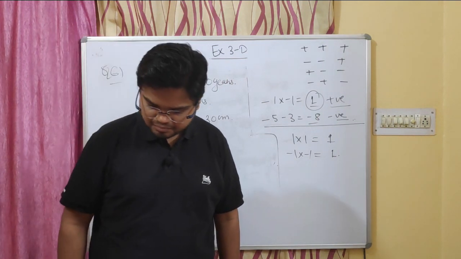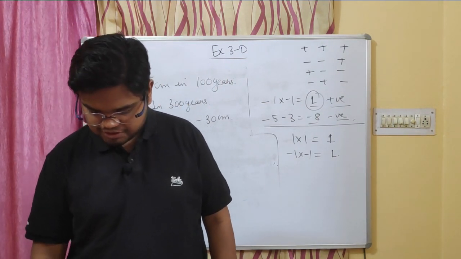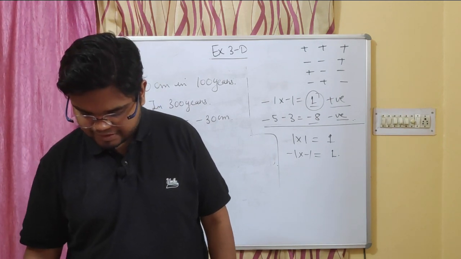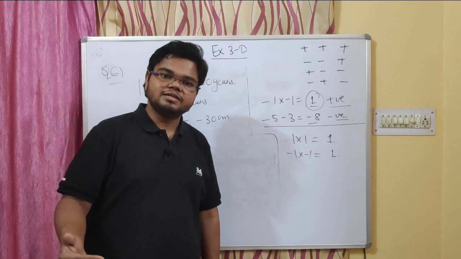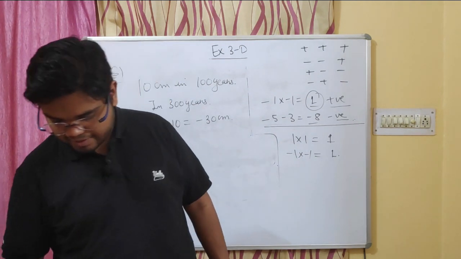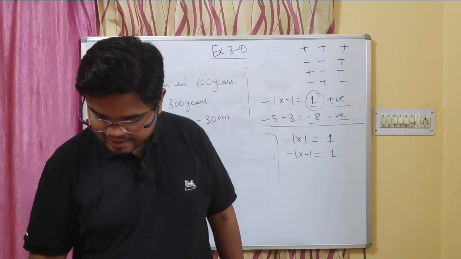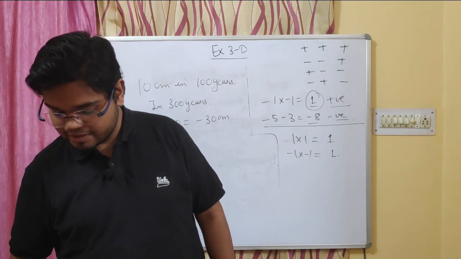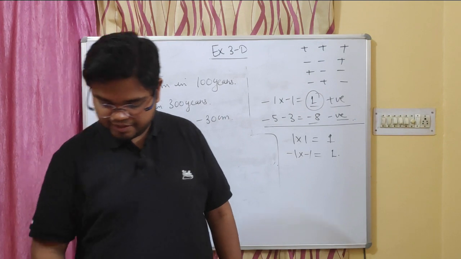MCQ. Which addition expression could be used to check the product of 5 into minus 3? So 5 into minus 3, 5 times minus 3. If we look into the options, the D part, minus 3, minus 3, minus 3, minus 3, minus 3, there is 5 times minus 3. So this is the correct answer, D.